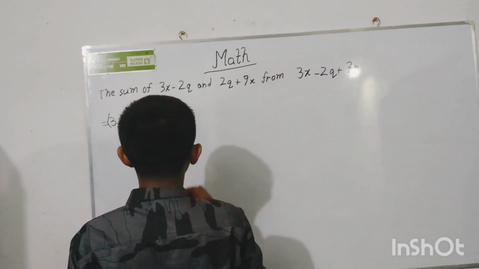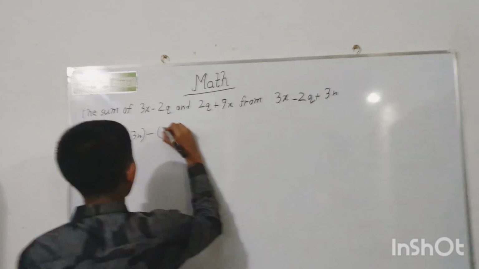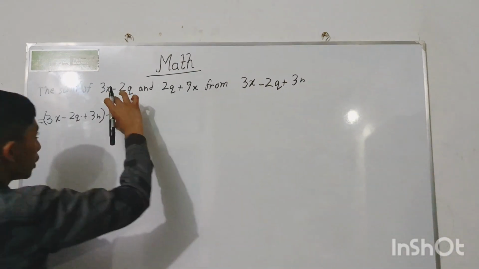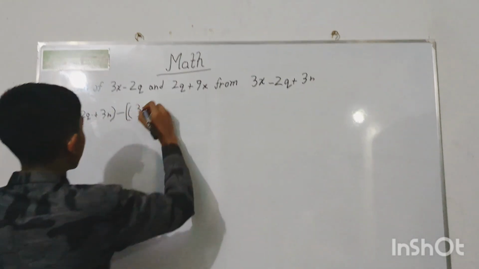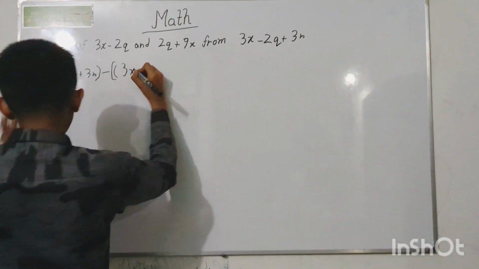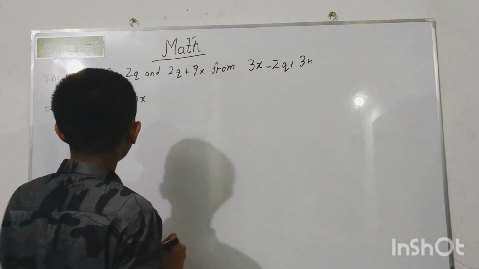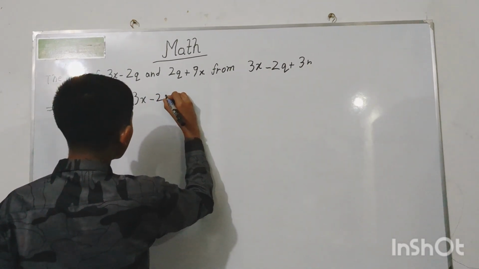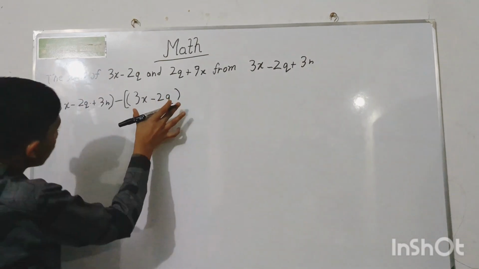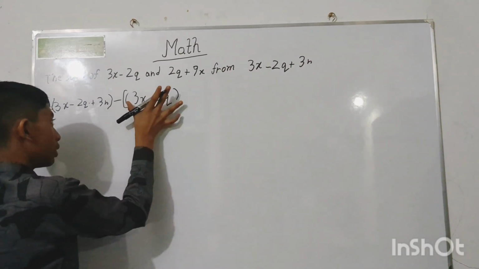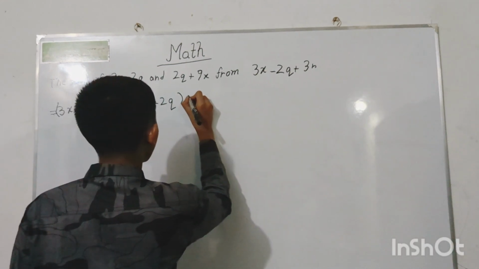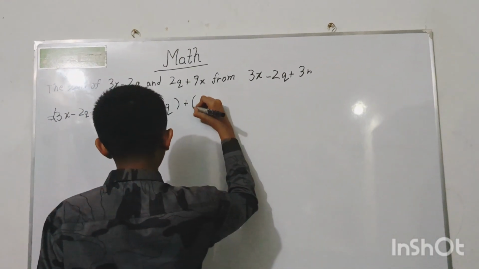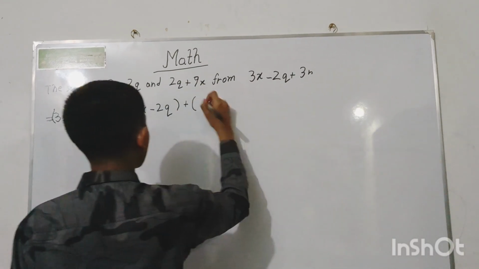So now I will give another bracket. I will write this. At first I will give the second bracket, then the first bracket, because here is only one part and here are two parts, so I have to give two brackets. So 3x minus 2q, this is our first bracket. Then I'll give a plus sign, as it is written, the sum of this. So I'll give another bracket and I'll write this question.